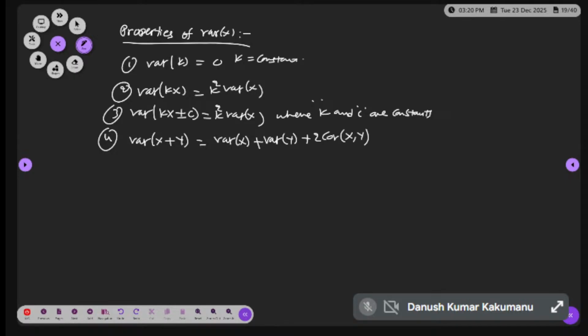All properties are very important. Fifth, variance of x minus y is variance of x plus variance of y minus 2 covariance of x comma y. Is it clear to all of you? Next.